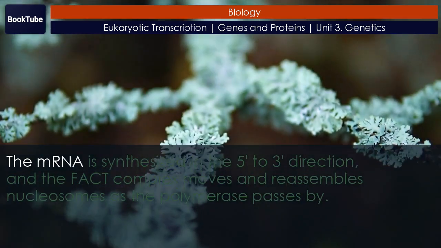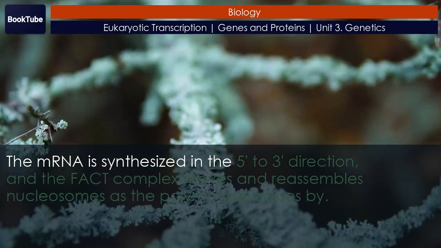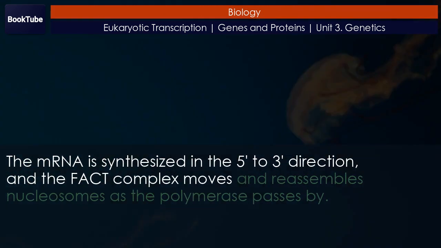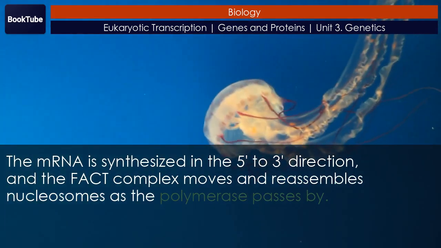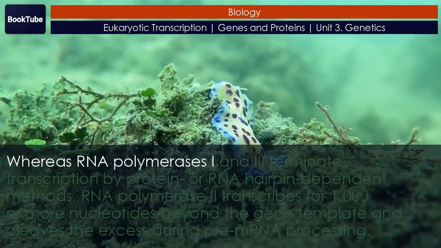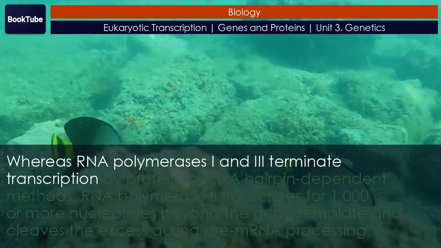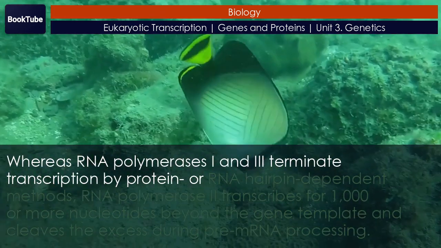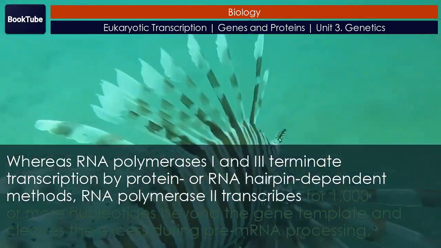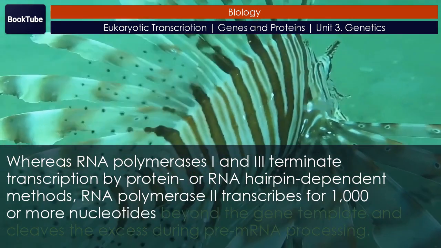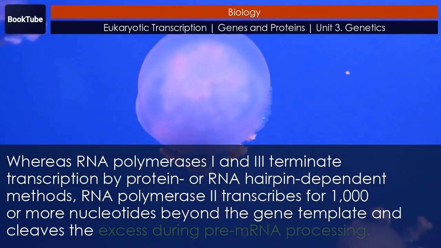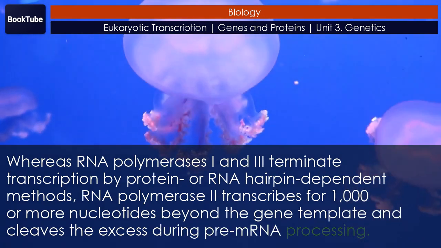The mRNA is synthesized in the 5' to 3' direction, and the FACT complex moves and reassembles nucleosomes as the polymerase passes by. Whereas RNA polymerases I and III terminate transcription by protein or RNA hairpin-dependent methods, RNA polymerase II transcribes for 1,000 or more nucleotides beyond the gene template and cleaves the excess during pre-mRNA processing.